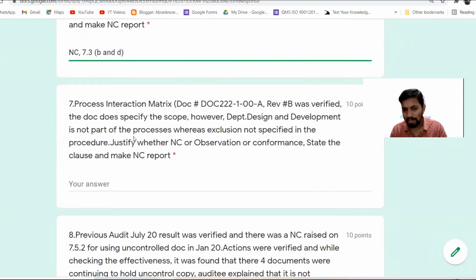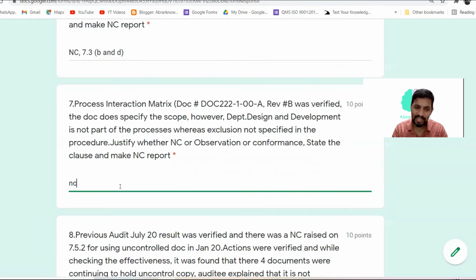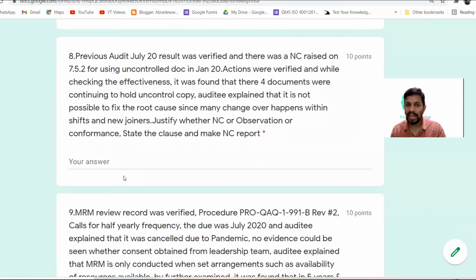Okay, process interaction matrix, DOC 2221001 revision B was verified. The document does specify the scope. However, the design department is not part of the process, whereas the exclusion is not made, right? So in this case, it's also an NC, and they have to make a proper process interaction matrix, that is 4.4. Let's go to the next one, the eighth one.